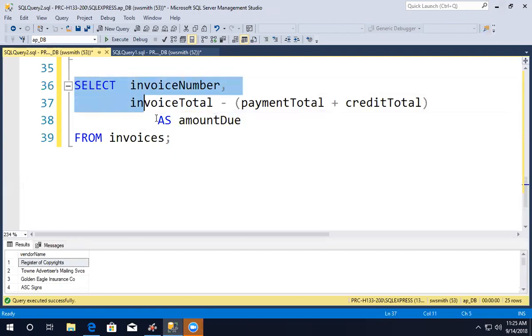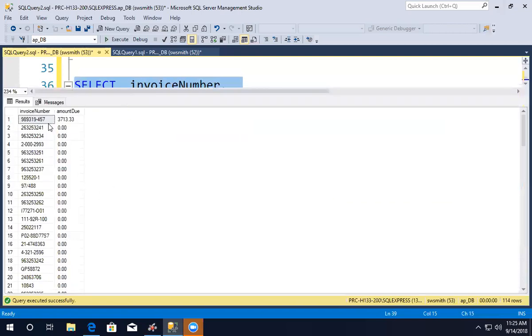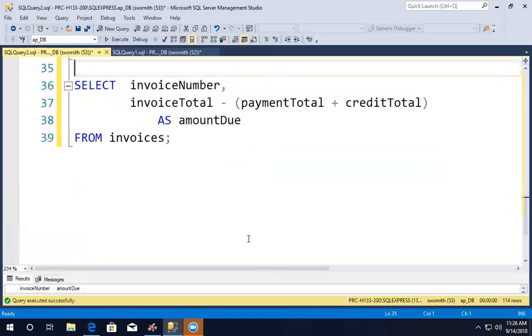So if I were to execute this, notice that I've got the invoice number and the amount due. Notice that most of them are 0. There's a couple there. I'm probably only interested in the amount due. And we'll come back to that. I think that's coming up in the module.